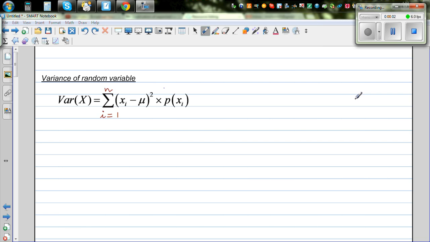Let's look at the formula of variance of a random variable. So the formula for variance of a random variable is given by this formula: sigma, i from 1 to n, of (xi minus mu) squared times p of xi.